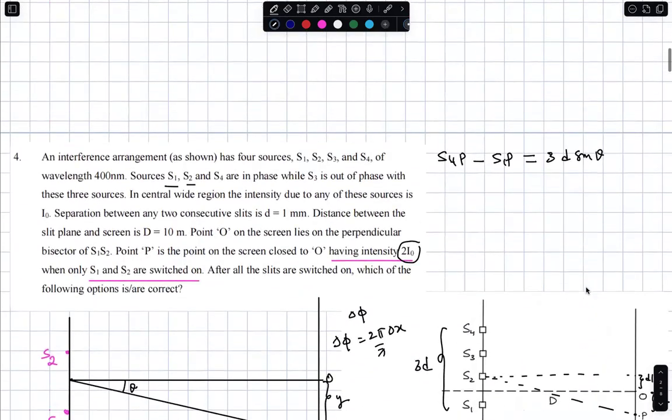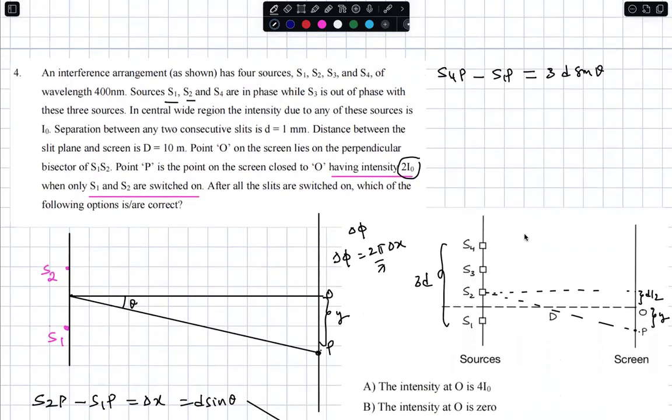Now you need to work on 3d sine theta. Please try to understand what the midpoint is for this gap, somewhere here. Somewhere here is the midpoint. You know, this will be d by 2 again.